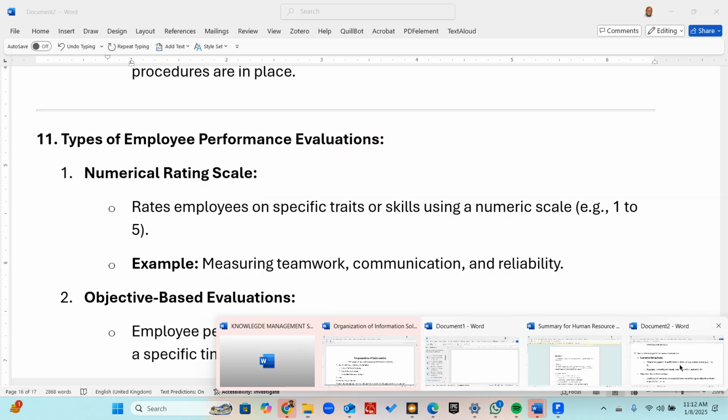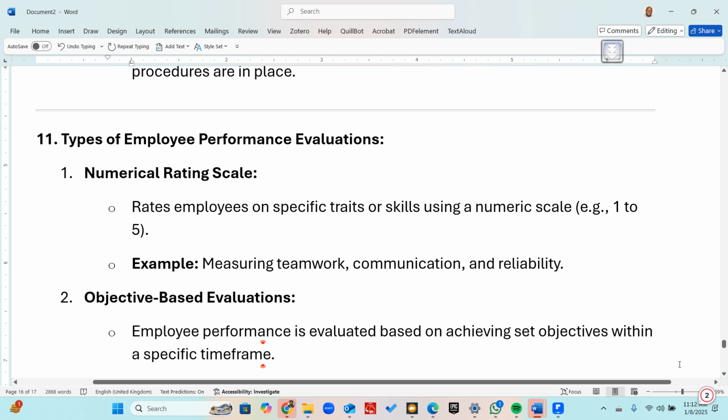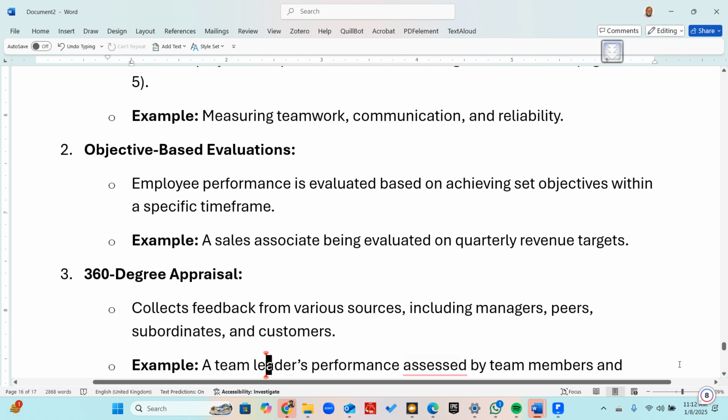Let me go further by explaining these types of employee performance evaluation. For numerical ratings, I've explained it: 1 to 10 using numeric scales to rate. Then we have objective-based evaluation. Employee performance is evaluated based on achieving objectives within a set time frame, for example a sales associate being evaluated quarterly. So you evaluate them based on a specific job and a specific time frame.